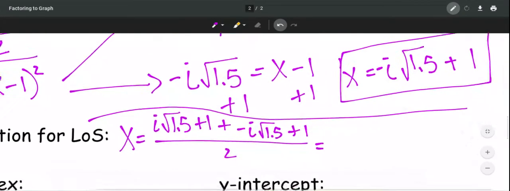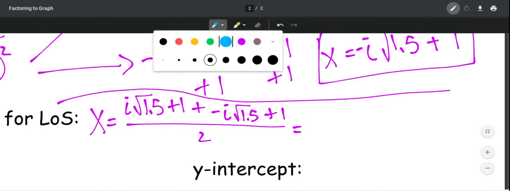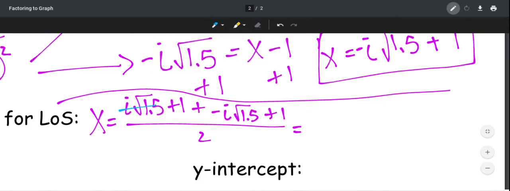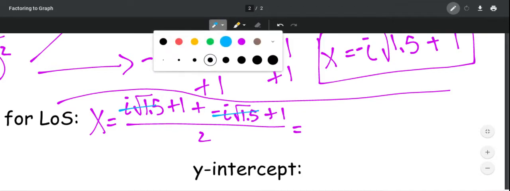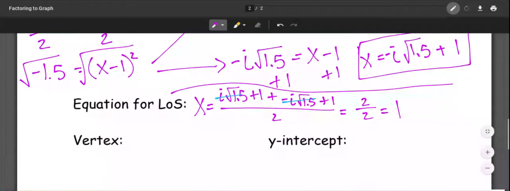Now, when I do that, i square root of 1.5 and negative i square root of 1.5 cancel out. It's like a negative 2 and a 2. They add up to a 0. So if I have a negative and a positive of the same thing, they cancel out. So now it's just 1 plus 1, which is 2. So your line of symmetry is 1.